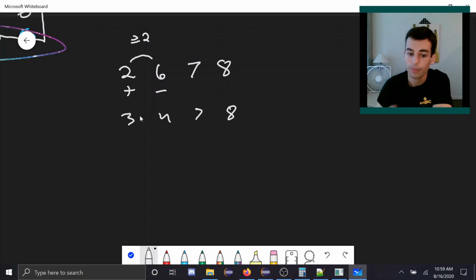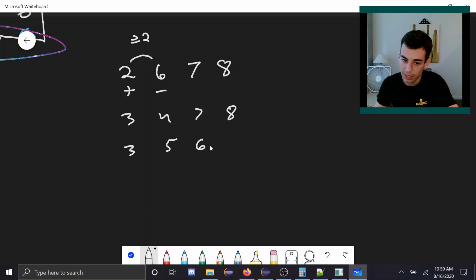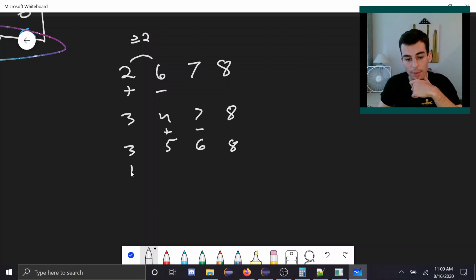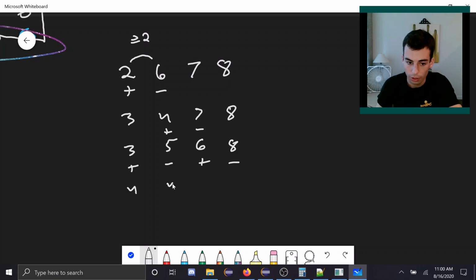Let's look at this step here. After we do this first step, then this difference is 2 or more. So then we have 3, 5, 6, because we add 1 here, subtract 1 here, and then this 8 stays the same. So now in this next step, 2 things happen. We add 1 here, and we add 1 here. So it would be 4, 4.